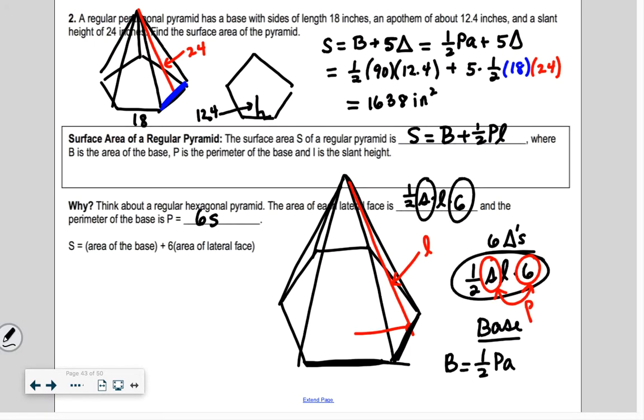Yeah. So let's find the area of the base. Okay, well our area of a polygon is always 1/2 perimeter times apothem, right? So can you identify the perimeter and identify the apothem?